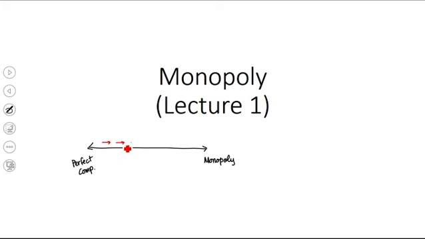So remember, as we move in this direction, what are we gaining? What do we have none of in perfect competition? Market power. Great. Market power. So we gain market power. So monopoly is going to be our market structure where firms have the most market power, whereas under perfect competition, that's our structure where firms have the least amount of market power.